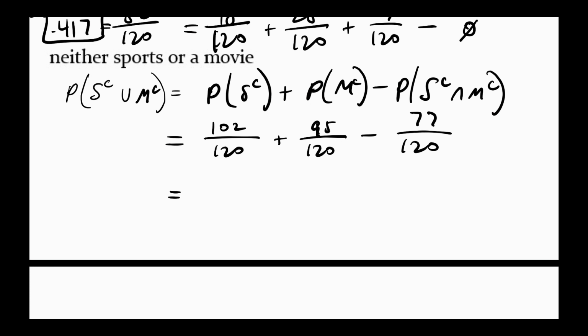What happens is we get 120 out of 120, which is equal to 1. So the chance that you pick not sports or not movies is 100%. You're guaranteed to choose one. I can't choose a sports in the first one, but I can in the second one, and I can't choose a movie in the first one, but I can in the second, you know what I mean? That's why it's one whole.